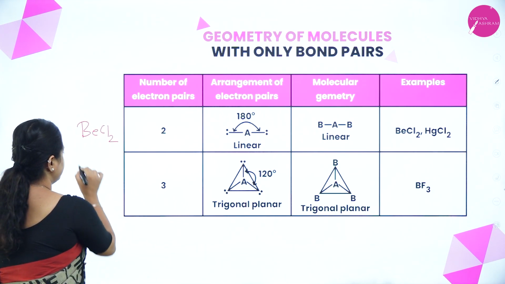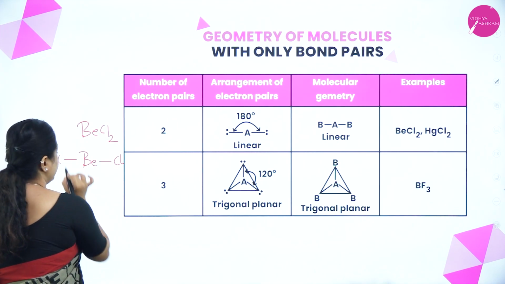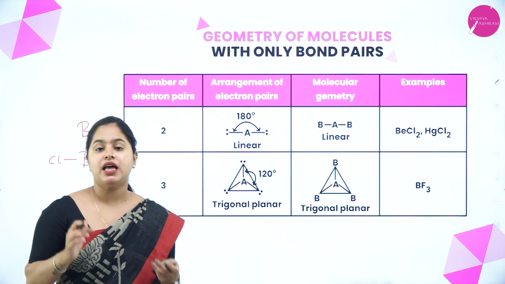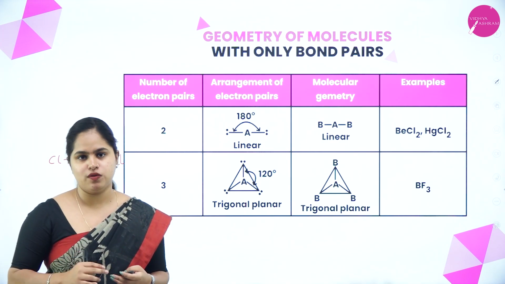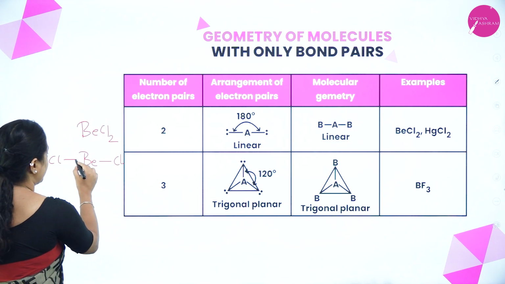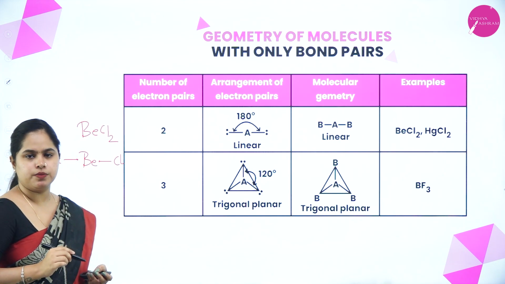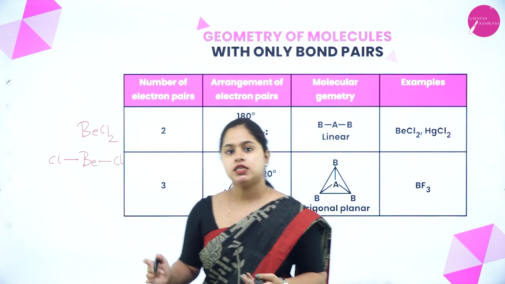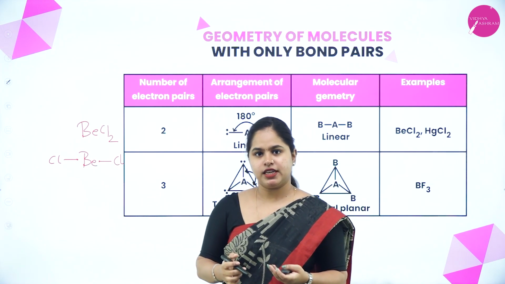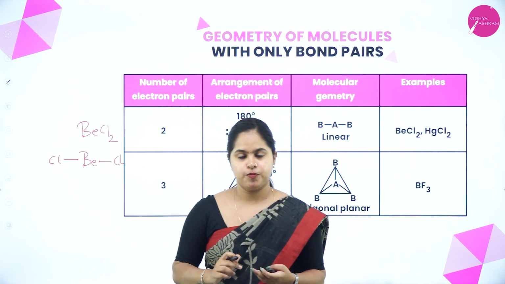BeCl2, right? So how many valence electrons is Be having? Beryllium has only 2 valence electrons, and these 2 valence electrons are taking part in the bond formation. So as you can see here in the BeCl2 molecule, 2 bond pairs are there. One is forming a bond here, one is forming a bond here.